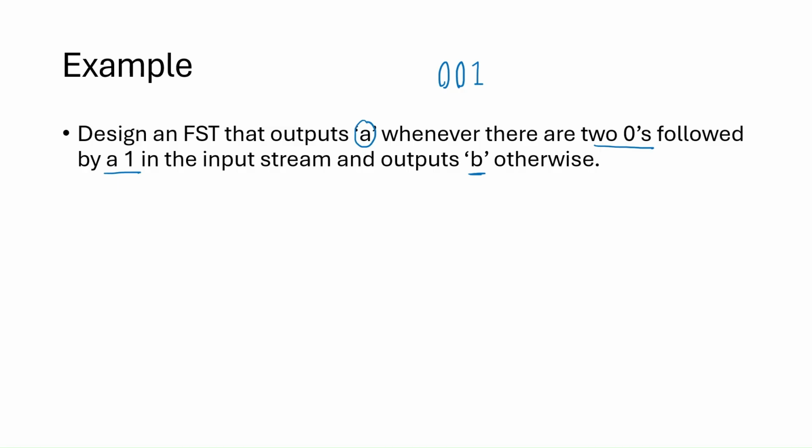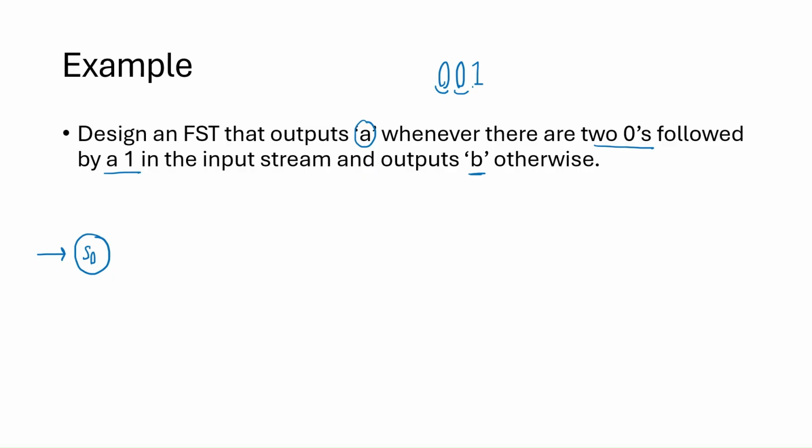Now I go a little bit faster because this is somehow similar to the previous one, obviously a little bit more involved because the pattern is a little bit more interesting and more complex. So this is our initial state. Now the states that we need here is we need to know whether we have seen just one zero, or we have seen two zeros and we are waiting for a 1, or we have seen the entire 0, 0, 1.